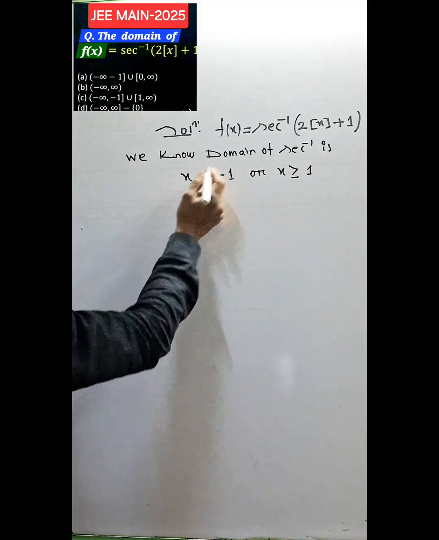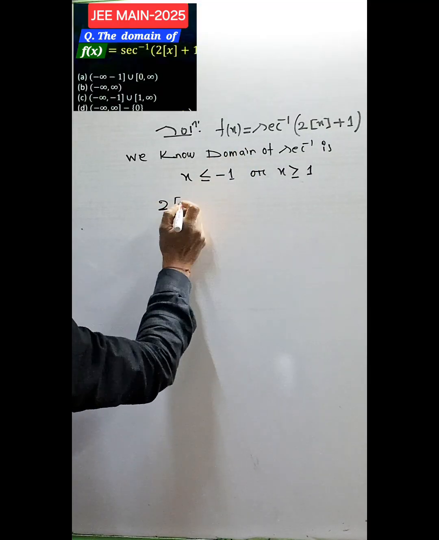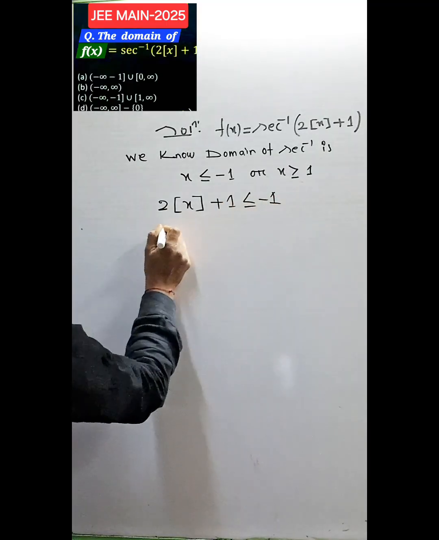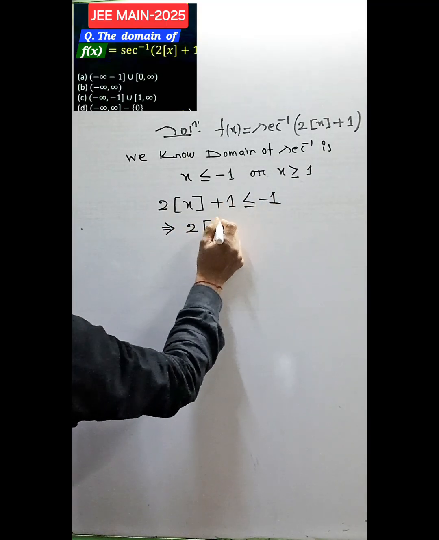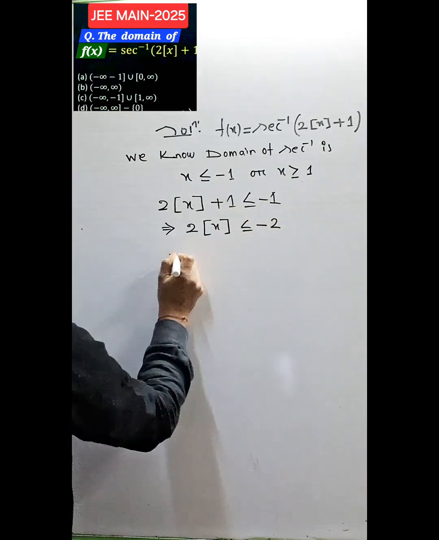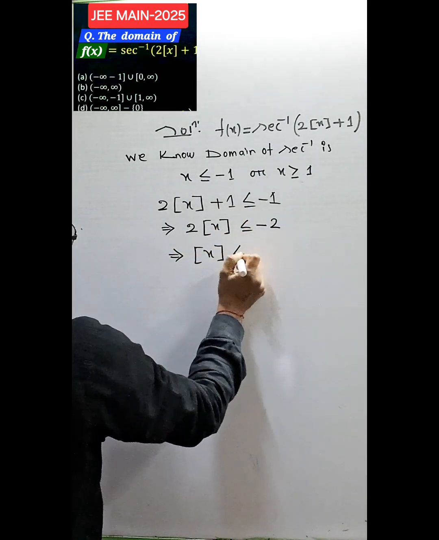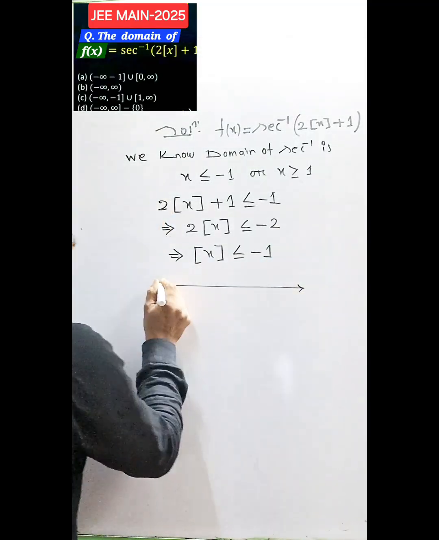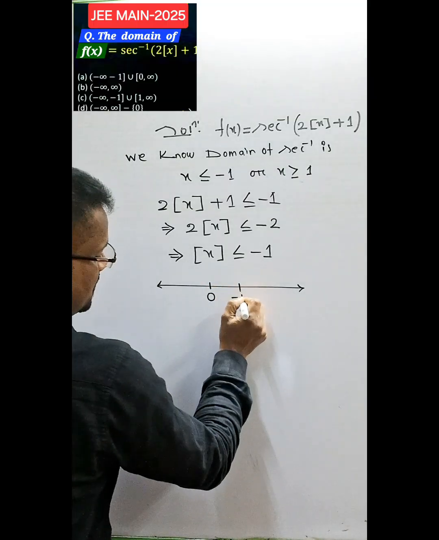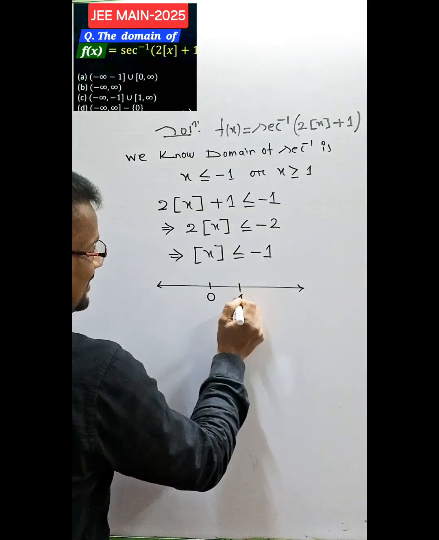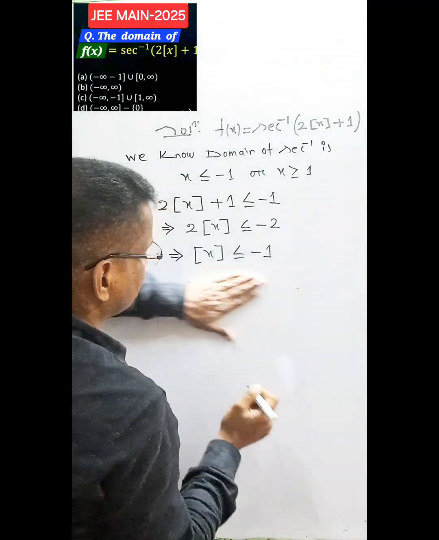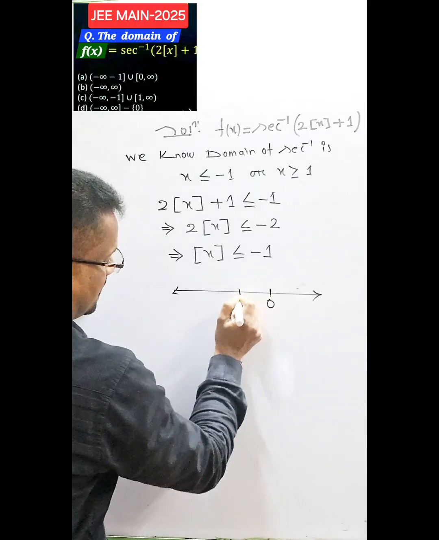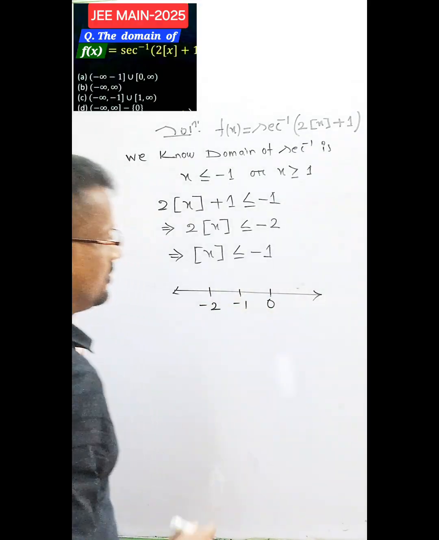So at first, if we apply the condition, twice of this, plus 1, must be less than or equal to negative 1. Just simplify this: twice of this is less than or equal to negative 2, and it will give you within box x less than or equal to negative 1. Now, just simple reasoning you have to apply. Say here it is 0, here it is 1 and here it is negative 1. Now, how to justify this? See, here it is 0, here it is negative 1 and negative 2. On the number line, we will check it.